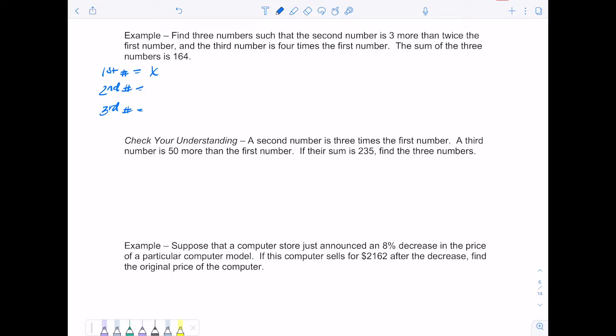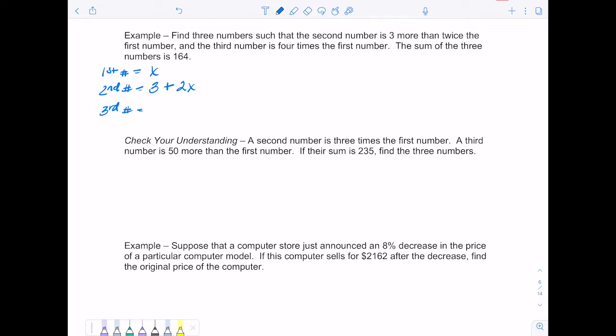Okay, the second number now I can express using x. It says it's 3 more than twice the first number. So 3 more than means add. Twice, remember from the last problem, means multiply by 2. So that second number is 3 plus 2x, or you can even write that as 2x plus 3.